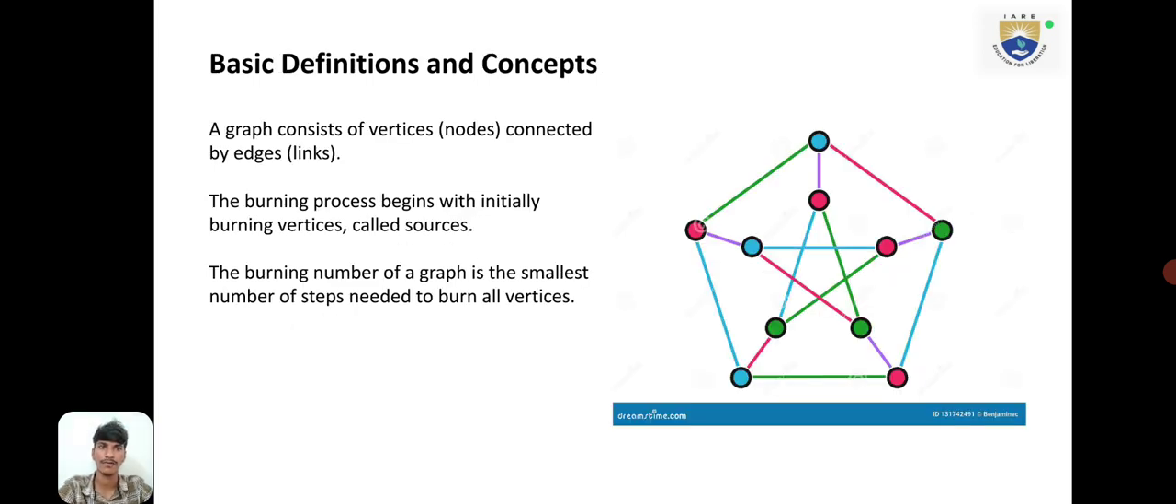Basics. Basic definition and concepts. A graph consists of vertices, nodes connected by edges, links. The burning process begins with initially burning vertices called sources. The burning number of a graph is the smallest number of steps needed to burn all vertices.